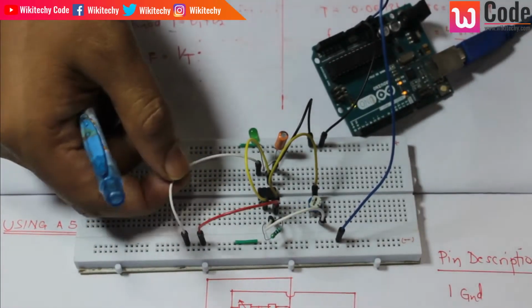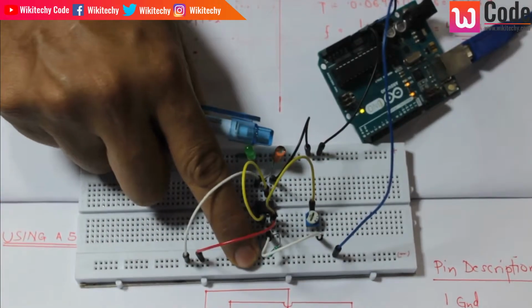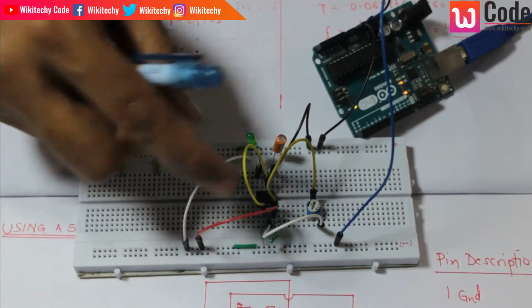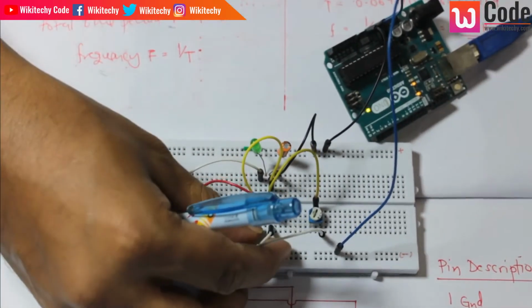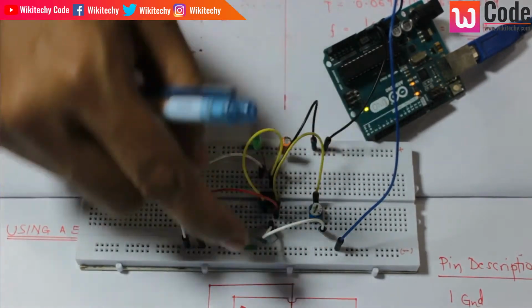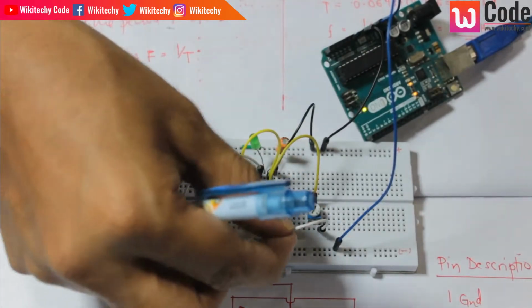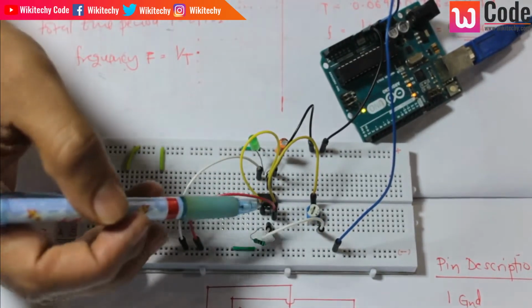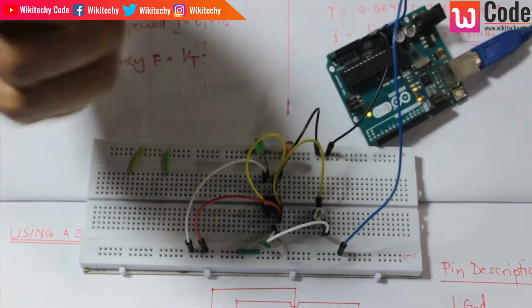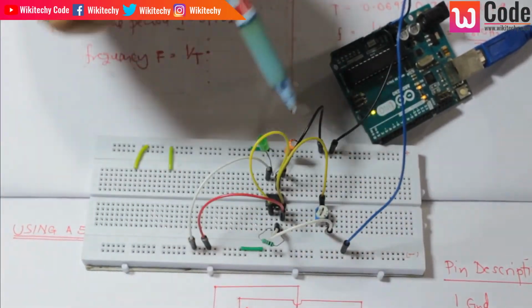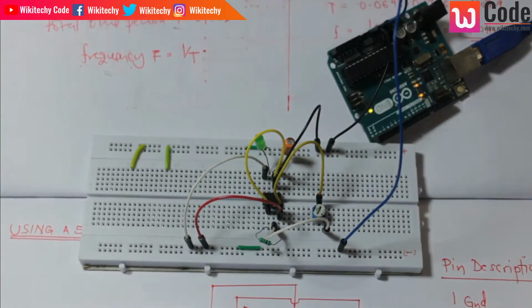And pin 4 I connected to the 5 volt supply. And pin 6 has the resistor connected between pin 7 and pin 6. So my pin 7 is connected to this resistor, and this pin is connected to my 8th pin. So the circuit is ready.